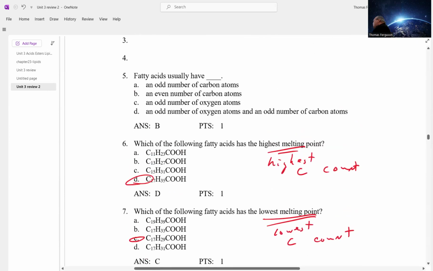Now, the way fatty acids are made in our bodies, or I should say biologically, in both plants and animals, is by twos. So that's why they're always even.